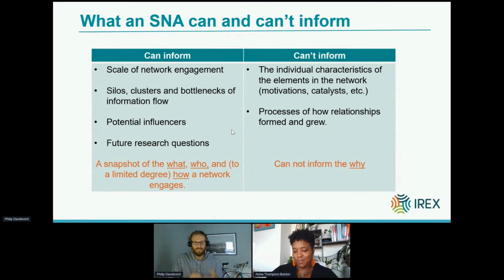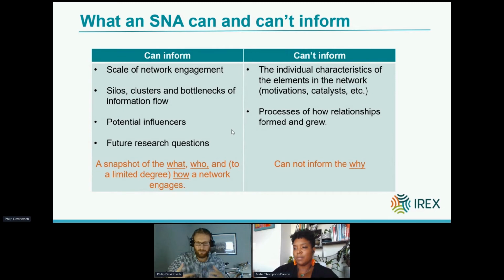By understanding the what, who, and the how, you're really only trying to frame that last but most important question of why. Why are people engaging? Why are people working towards or working with each other or collaborating in certain degrees? And that's what it cannot inform. And that highlights basically the individual characteristics of the elements, the motivations, the catalysts that got them engaged in the network, and then also the process of how their relationship formed and grew.